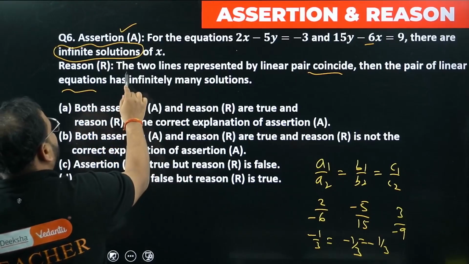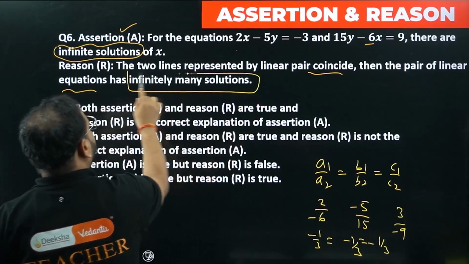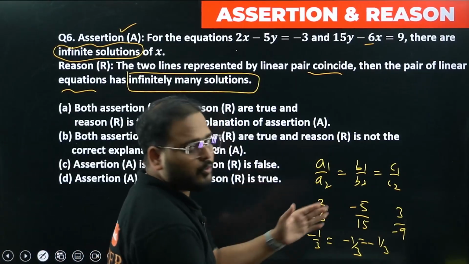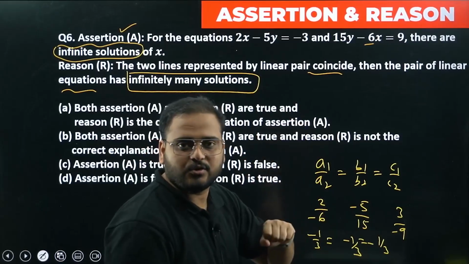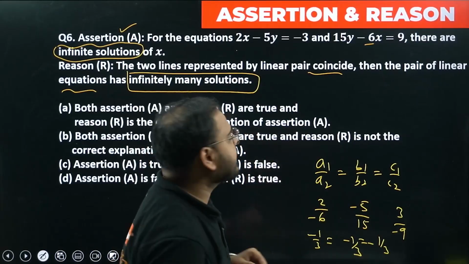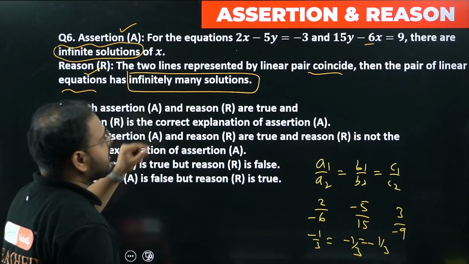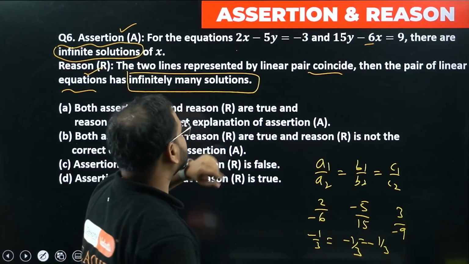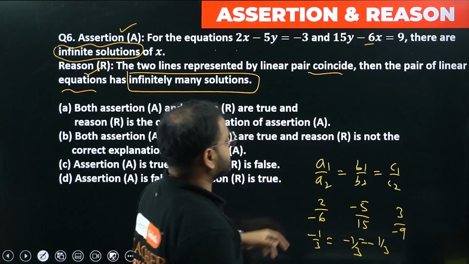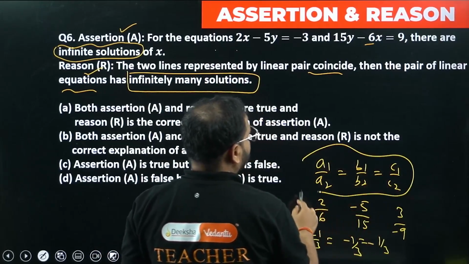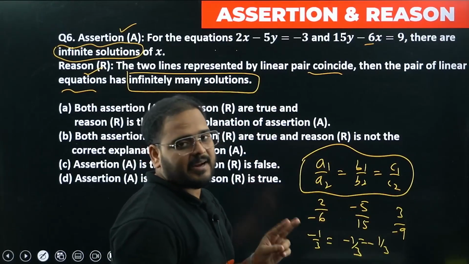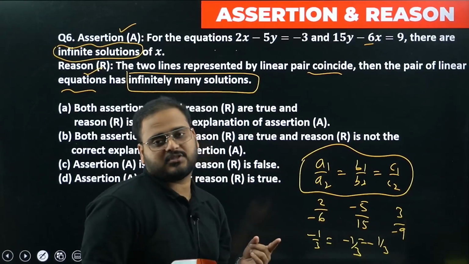Now reason: the two lines representing the pair of linear equations coincide, then the pair of linear equations has infinite solutions. Correct, right? Coincide means overlap. It means they will have infinite solutions because of the infinite number of points of contact. So this reason is also right. But is it the correct explanation? No, sir. The correct explanation for this is this. But have they mentioned it over here? No. Means both statements are correct, but the reason is not the correct explanation of the assertion.